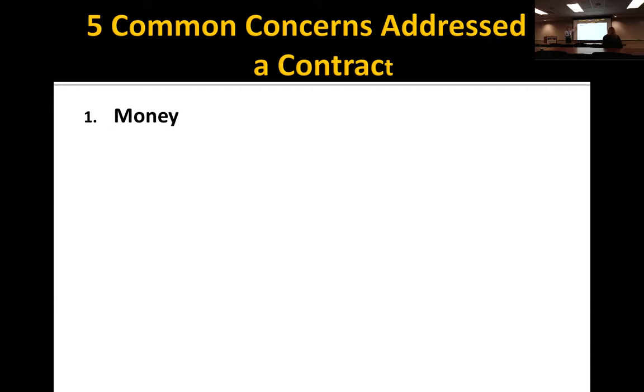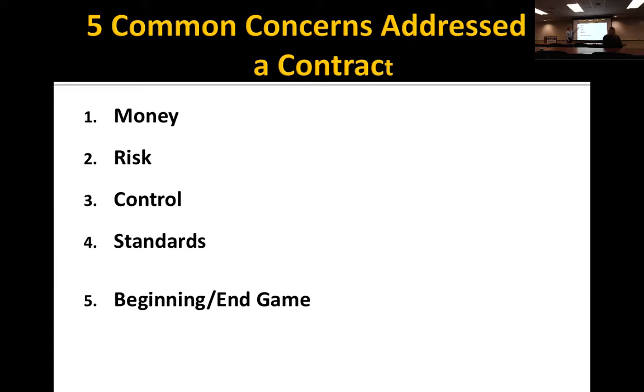Okay, first is, of course, how does it deal with money? Next, how does it deal with risk? Somebody could potentially get damaged, or somebody could not fulfill the contract. Control: how much control are you giving up in order to potentially manage your risk? Control and risk are sometimes related to each other, because the person with more control should have more risk.